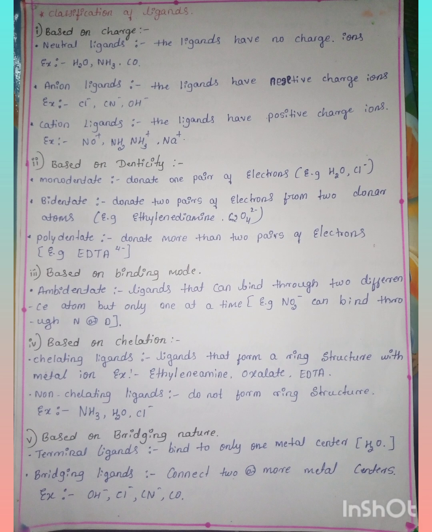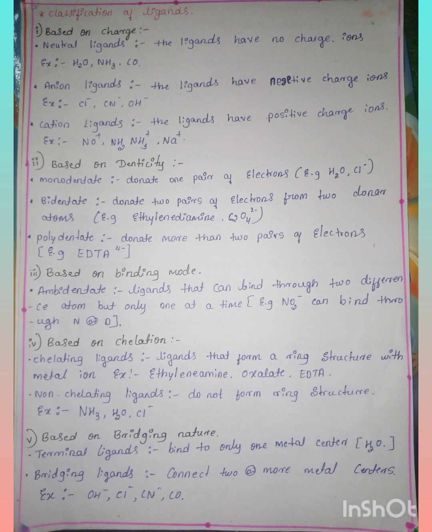Neutral ligands are the ligands that have no charge, for example, H2O, NH3, CO. Anion ligands are the ligands that have negative charge, for example, Cl minus, OH minus. And cation ligands are the ligands that have positive charge, for example, NO plus, NH3 plus, Na plus.